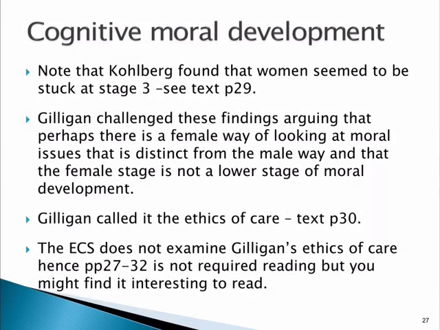A major criticism of Kohlberg's approach was that it may well be gendered, and by gendered, it's associated with males, because he really only studied boys as they developed. So he concluded that women seem to be stuck at stage 3.